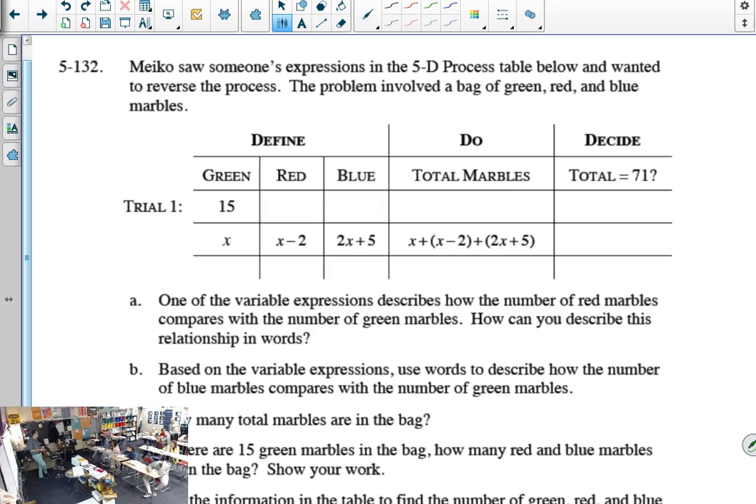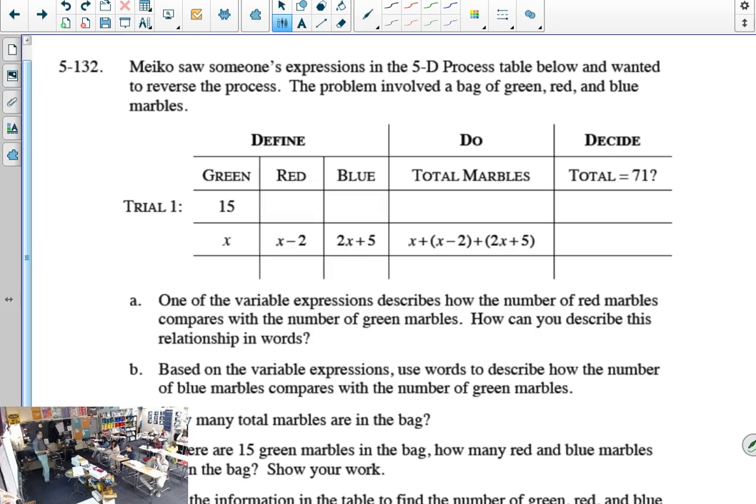Miko saw an expression and he felt like he could probably work it backwards. So this is a challenge. Miko's friend already started the 5D table. He wrote out these expressions comparing red to green and comparing blue to green. My challenge for you is in the next 2 minutes that we have with class left, if there are 15 green marbles, can you figure out how many red there are and how many blue there are? And then how many total? He's shooting for 71. If you can figure that out for 15, try another trial.